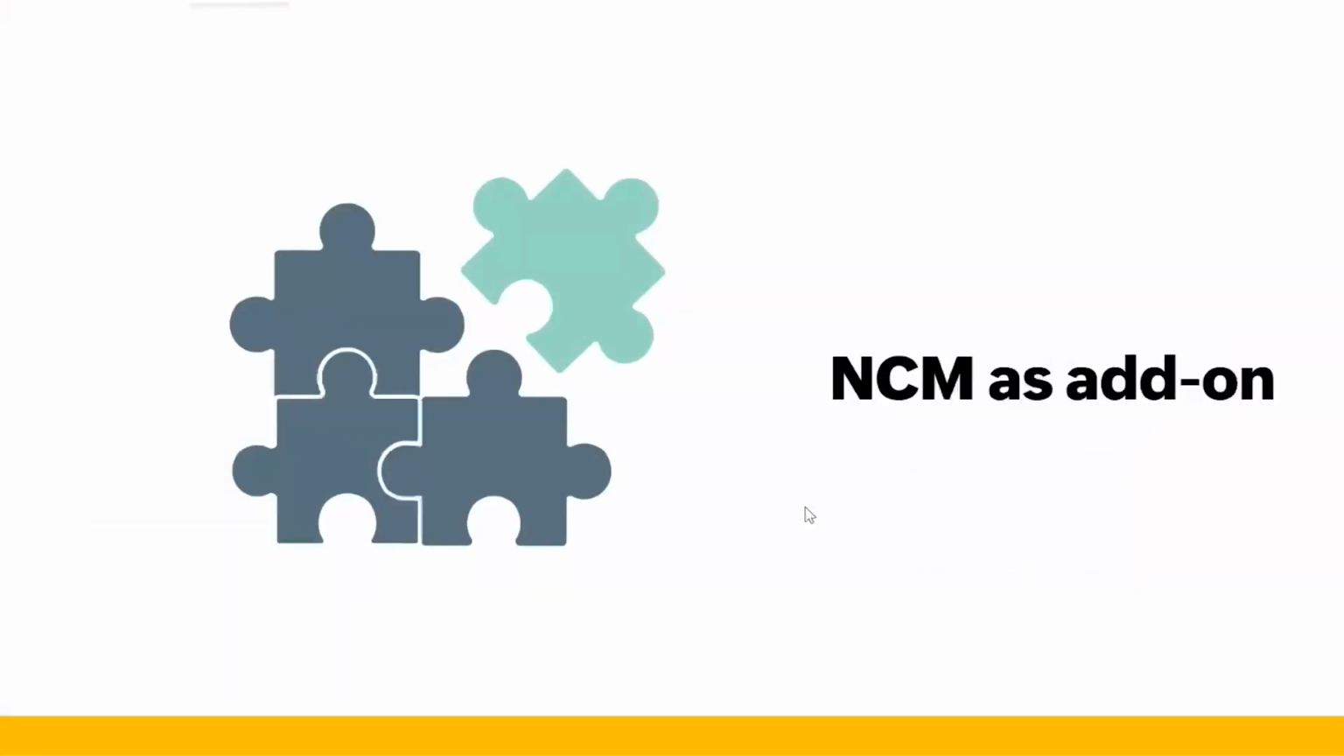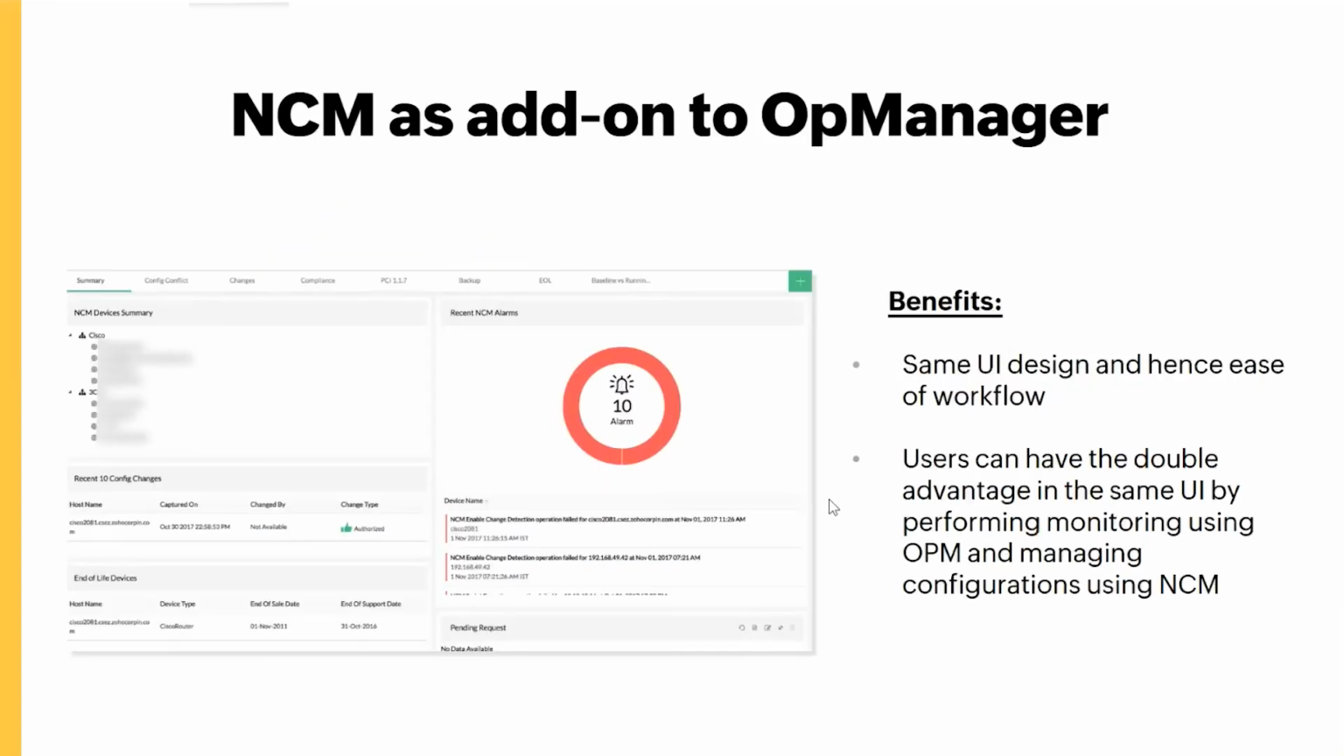Now let's look at how Network Configuration Manager can be used as an add-on to different other ManageEngine products. So first is OpManager. So as you might be knowing, OpManager is a comprehensive network monitoring tool. So if you're already using OpManager, you can add Network Configuration Manager as an add-on, and that will give you the combined benefit of monitoring and configuration management within the same UI.